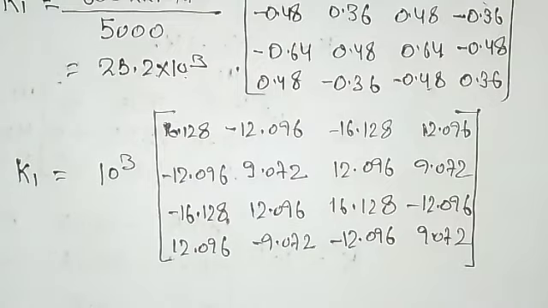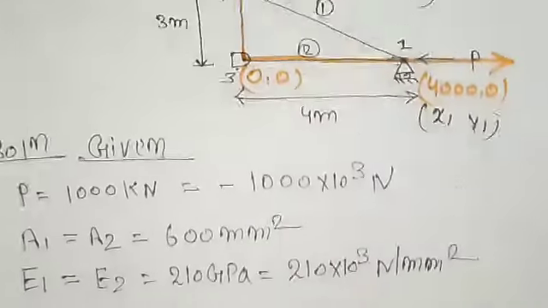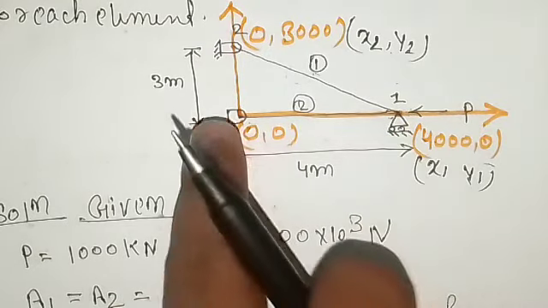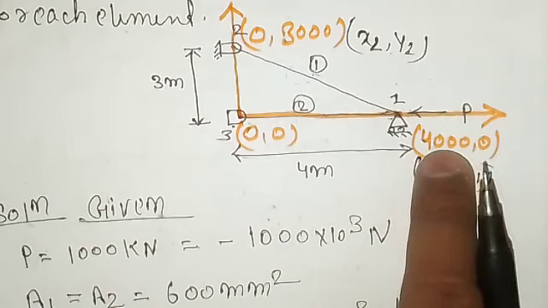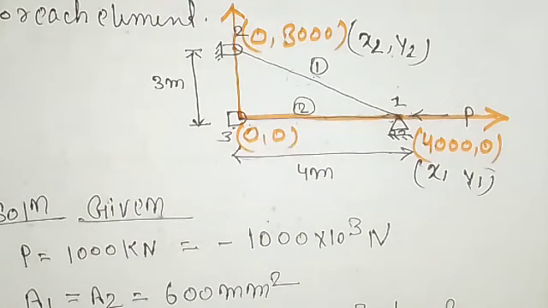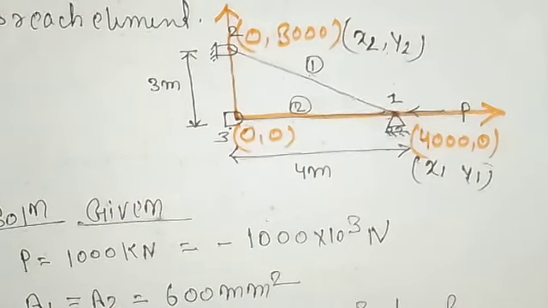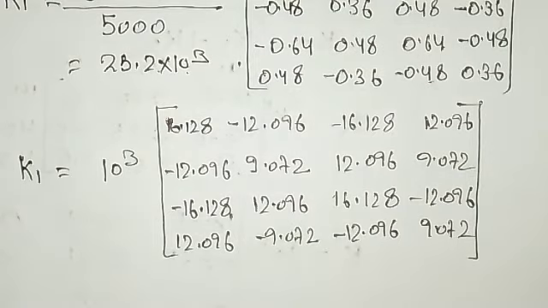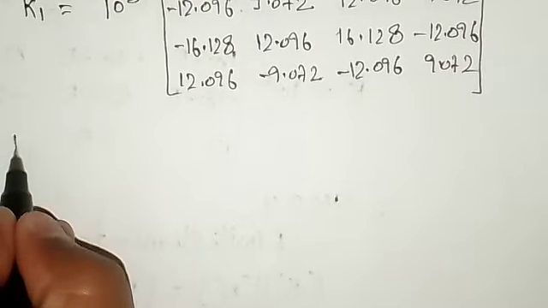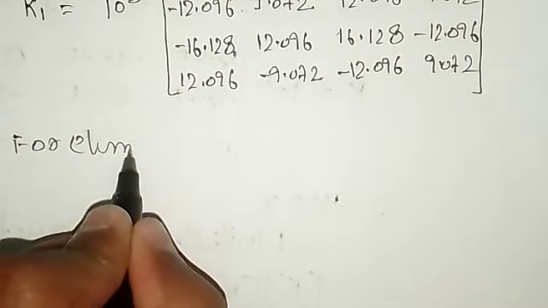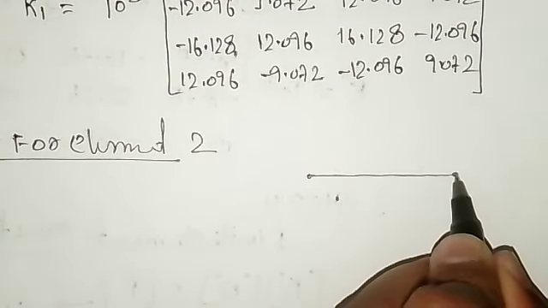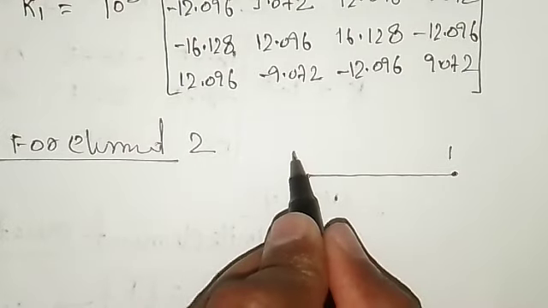Before that, for element 2, we'll see how element 2 looks, right? So this is your element 2, is it or not? Which is connected between node 1 and node 3. So the coordinates at this point are 4000, 0 and 0, 0. First we'll calculate the length and then we'll calculate the direction cosines, that is L and M, and then we'll find out the stiffness, right? So first of all for element 2, how is element 2? It is like this, is it or not? That is node 1 and this is node 3, right?